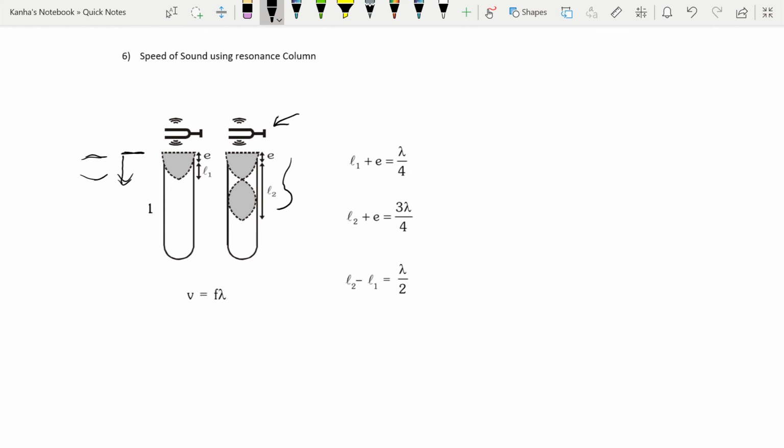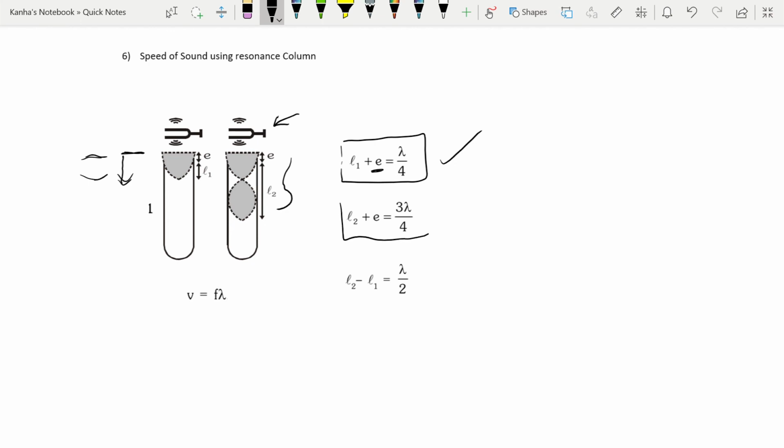You need to find the first resonating length and the second resonating length. Okay, there is an end correction E, because of the apparatus that you're using. So your first length, because it's a closed column, is L1 plus E equals lambda by 4, where lambda is the wavelength of the sound wave.